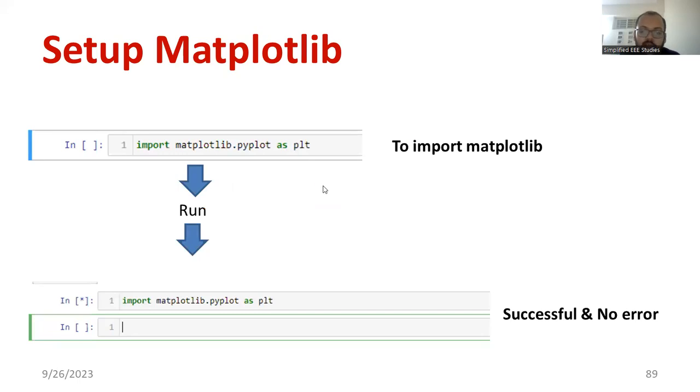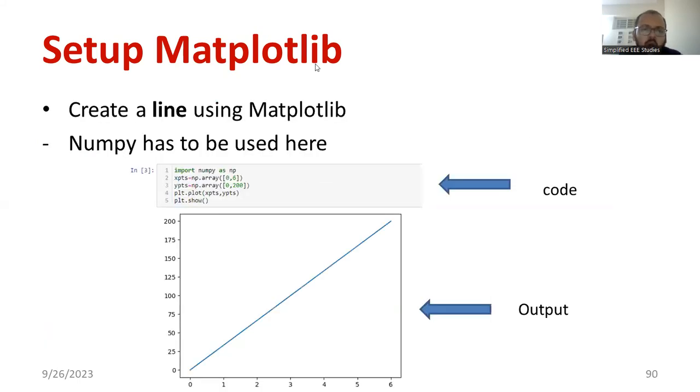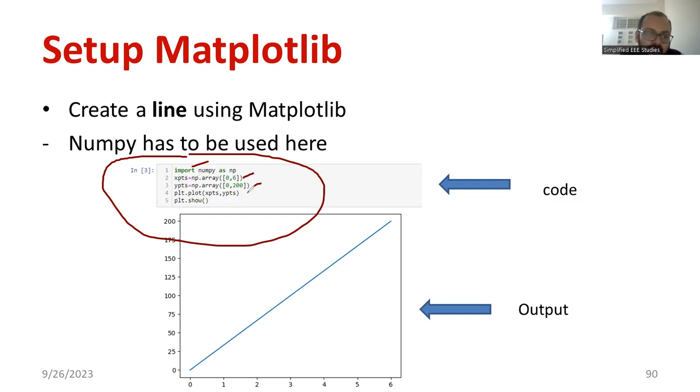Thereafter, you can plot a simple line program. I have typed a program here. First of all, you have to import numpy as np. So now the short form is np. Numpy deals with arrays. Later, you create an x variable as well as a y variable. Then you use the command plt dot plot, with xpts, ypts, which are already defined. Later, to display the graph, use the command plt.show. This is actually the simple program.